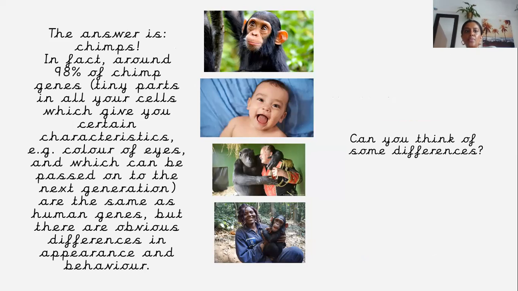Chimps. In fact, around 98% of chimp genes, and the genes are the tiny parts in all your cells which give you certain characteristics. Your genes are inside of you, in your cells, and they help towards giving you your eye color, your hair color, and they're passed through your family. So almost 98% of chimp genes are the same as human genes, but there are obvious differences in appearance and behavior. Can you think of some differences between chimps and humans?